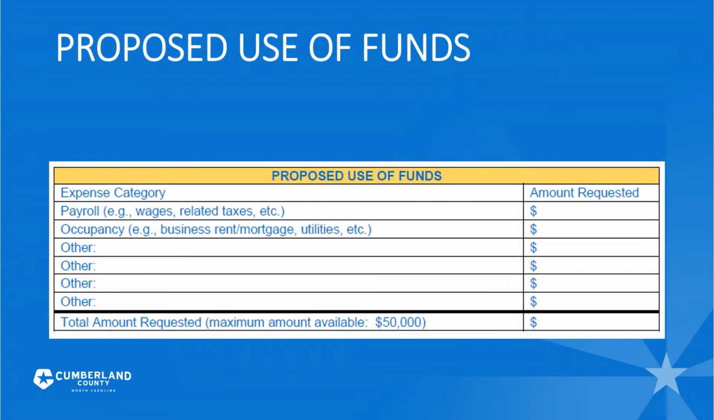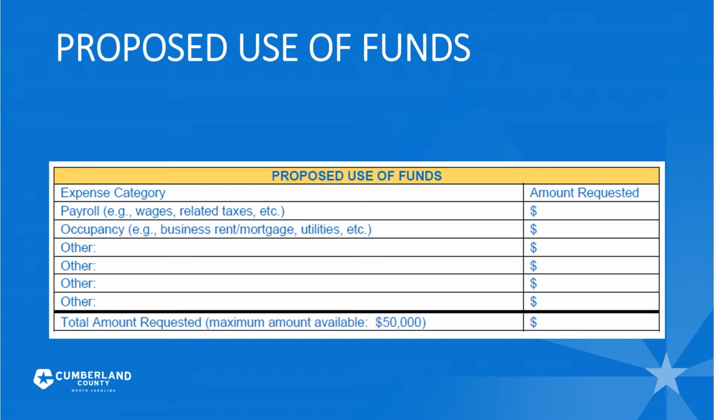And then we're asking what your proposed use of these funds are. And so we've broken out these funds into categories which include payroll, wages, and the related taxes, and occupancy like the business's mortgages, lease, utilities, etc. And then based upon the policy and the guidance laid out for the Small Business Economic Assistance Program, there may be other needs that you are able to highlight, and there's space for those as well.